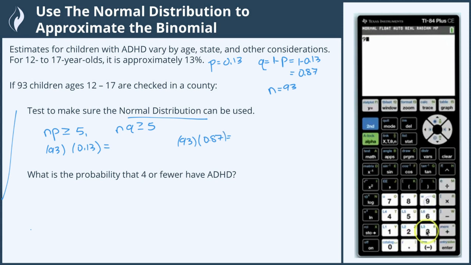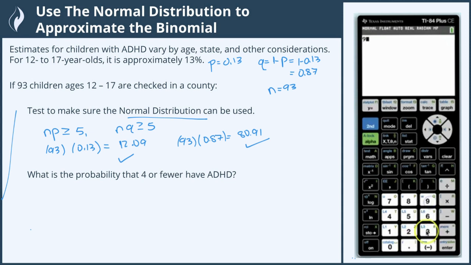So let's find those values on the calculator. When we do 93 times 0.13, we get 12.09, which is definitely bigger than 5. So this one's good. And when we do 93 times 0.87, we get 80.91, which is definitely bigger than 5. So our requirements are met to be able to use the normal distribution to approximate your binomial case. So that's the first portion.